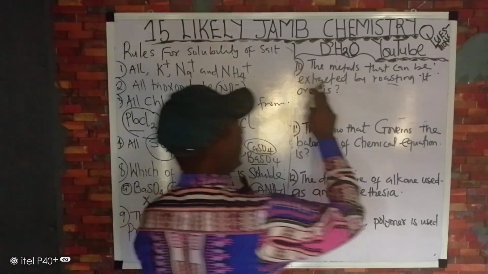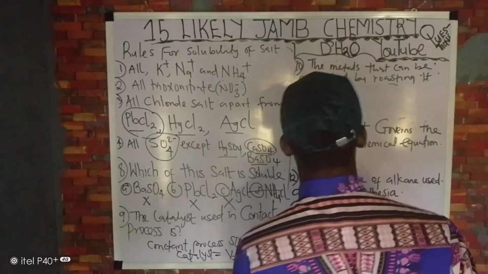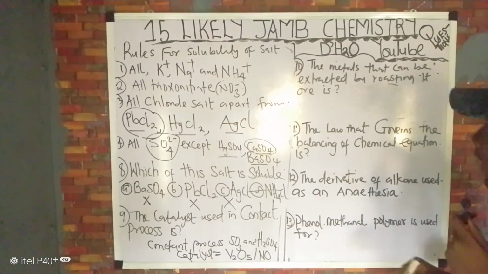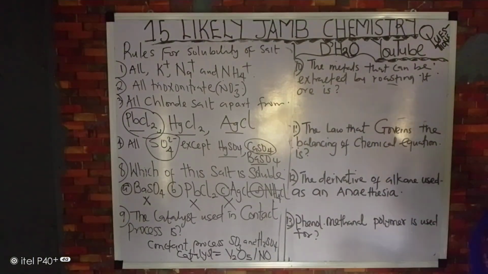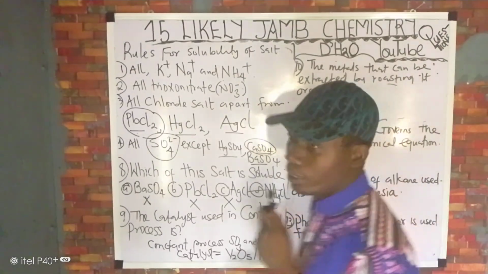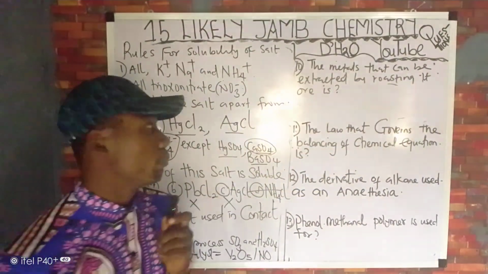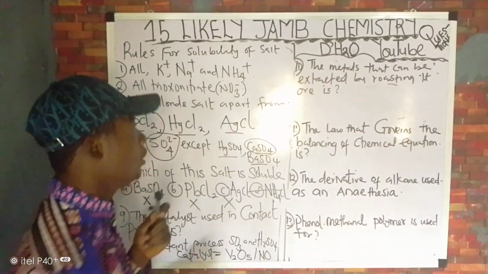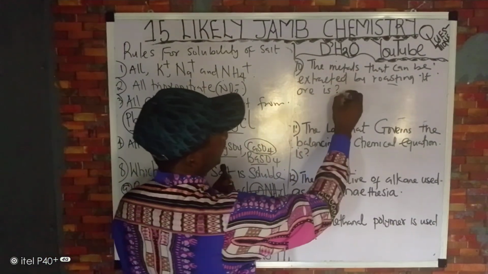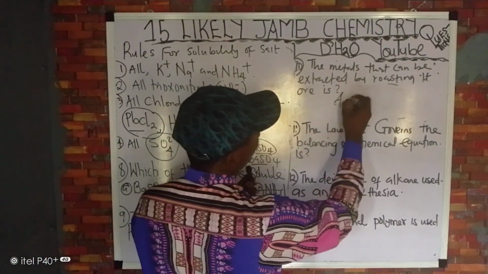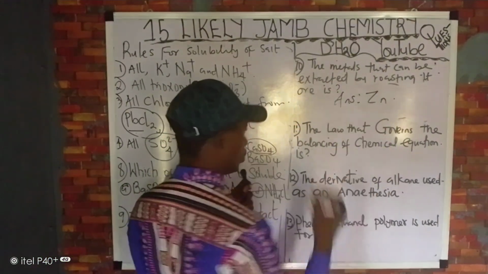Now, the metals that can be extracted by roasting are what? If you must roast an ore in air, the ore must never be an oxide ore. It must be a sulfide ore. So an example of the metal is what? The answer to this question is zinc.